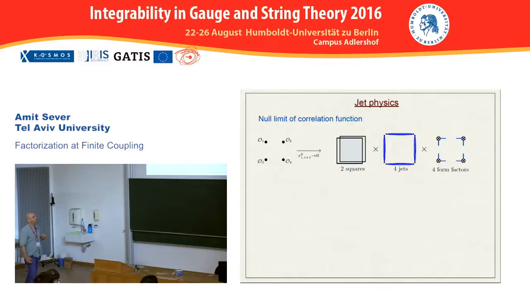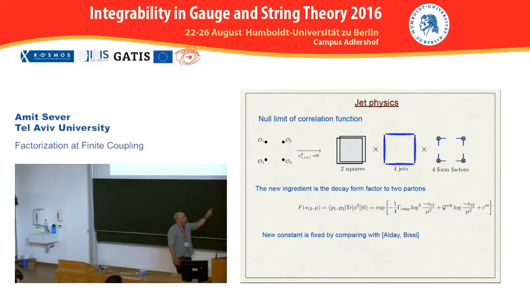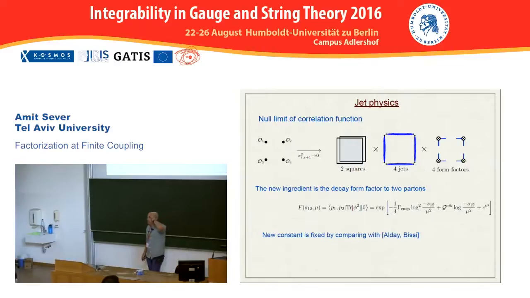The other limit we consider is the null limit of the 4-point function, and the claim is that in this limit it factorizes into two squares, because it's something in the adjoint, times 4 jets, and times 4 form factors, which are the probability of the operator to create two partons, two jets like that. And again, it's defined by this probability. You can write an RG equation for it and integrate.